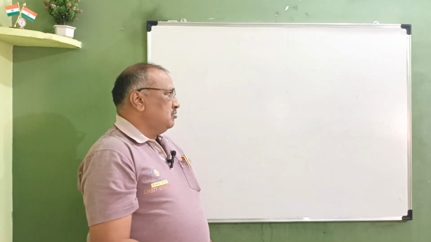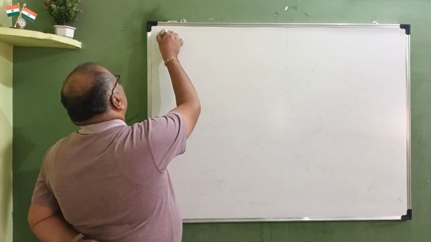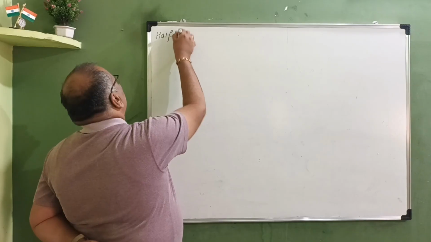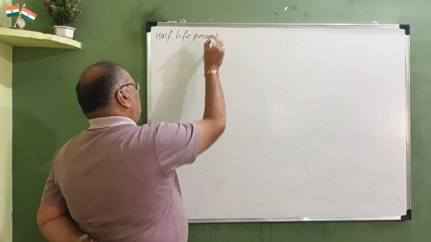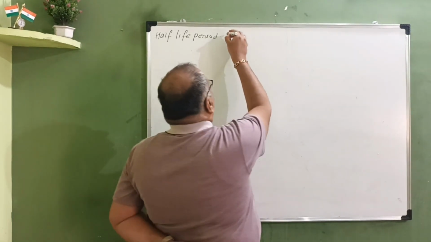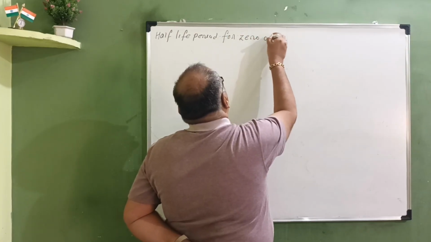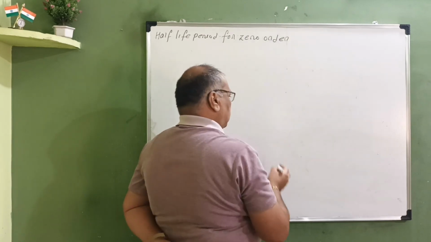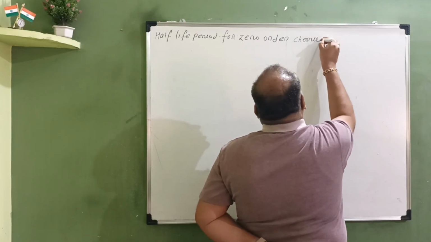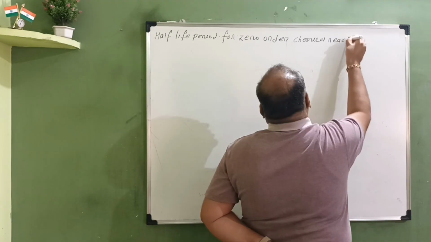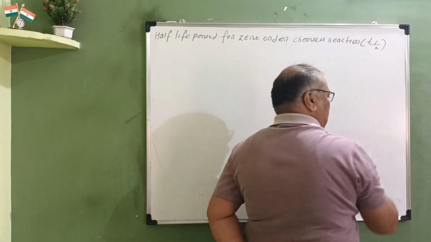Now today we are going to discuss half-life period for zero order chemical reaction, which is represented by t half.